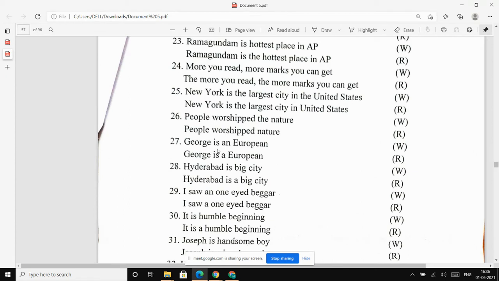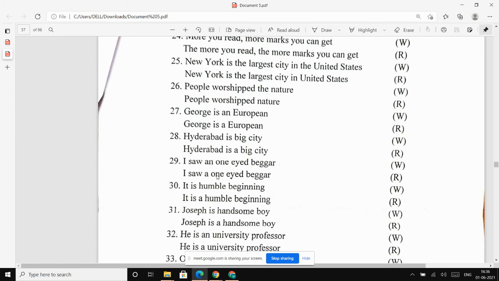Then, George is an European. So European, though the word begins with the letter e, gives the consonant sound yu, so it takes the article a. Hyderabad is a big city, not Hyderabad is big city. He saw an one-eyed beggar. So one, though the word begins with the letter o, gives a consonant sound. That's why, he saw a one-eyed beggar.